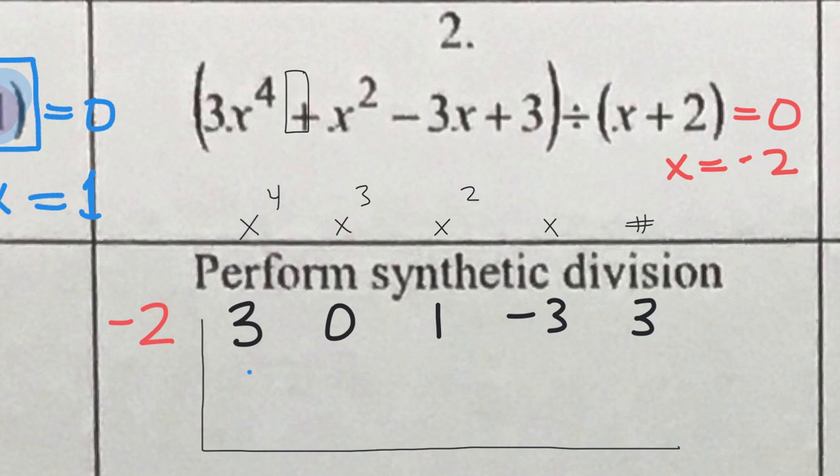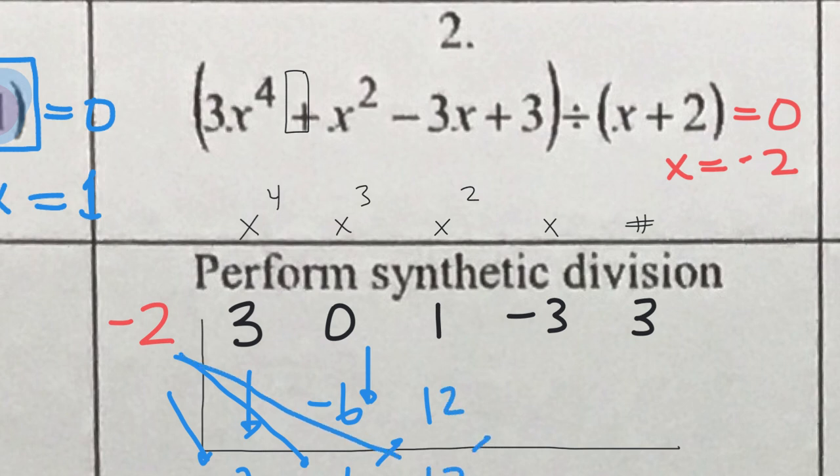First, we drop down the 3. Multiply it by -2, and it goes here. And then we add these together, and we get -6. And then you multiply it by -2, and we get +12. And then we add, and we get 13. And you multiply it by -2, and that's -26. And we add, and that's -29. Multiply by -2, that's 58, +58. We add, and we get 61.